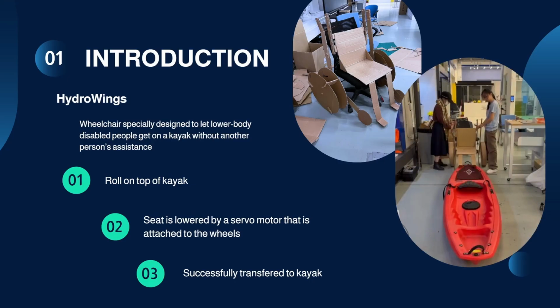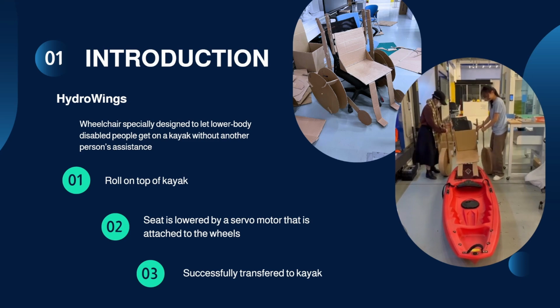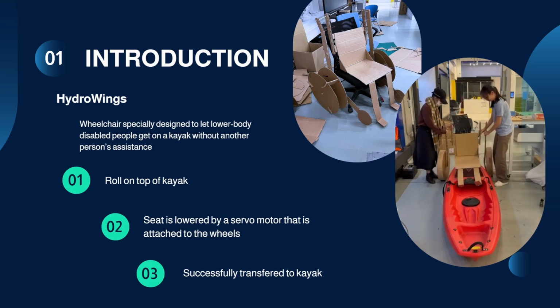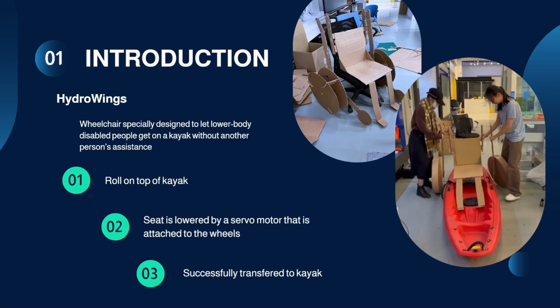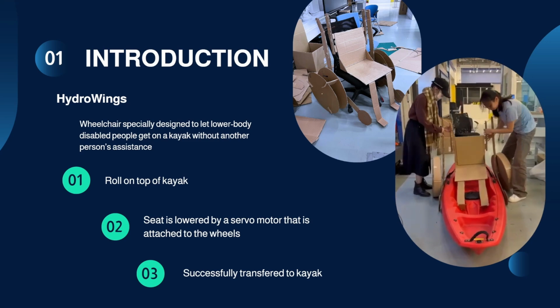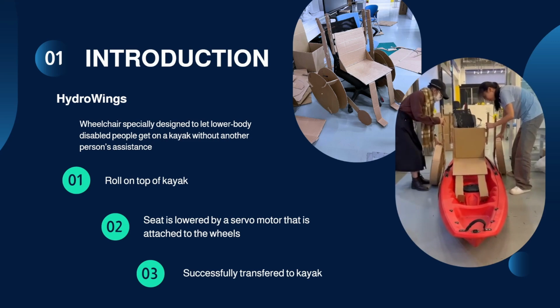Let me introduce my project, HydroWing. HydroWing is about a wheelchair specifically designed to let lower body disabled people get on a kayak without another person's assistance. A disabled person would roll the wheelchair on top of the kayak, and the seat is lowered by a mechanical servo motor arm that is attached to the wheels. Just like that, it has successfully transferred the disabled person from a wheelchair into a kayak.